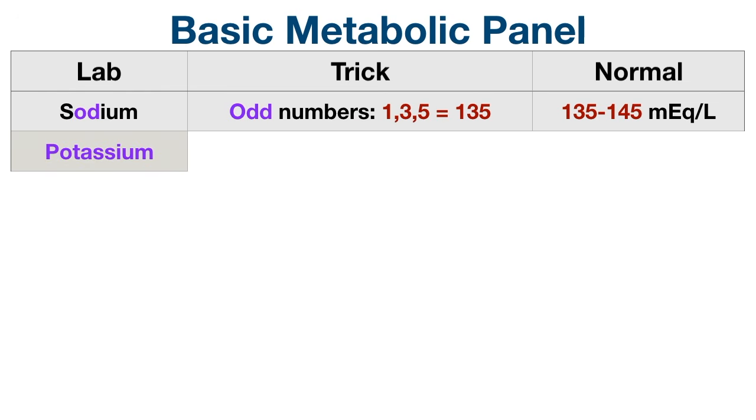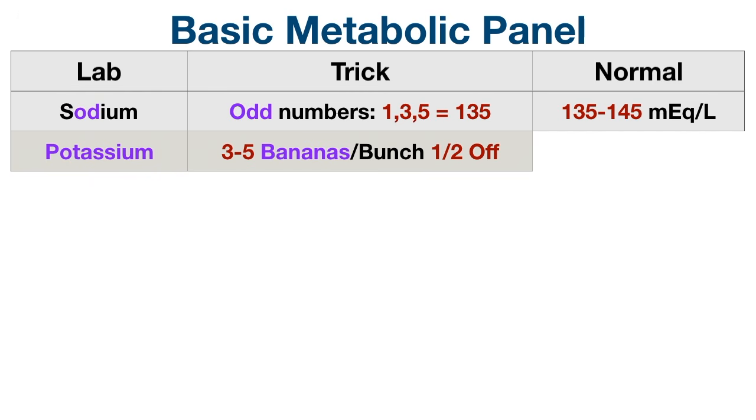Next, we have potassium. When you think of potassium, think of bananas. There are usually 3 to 5 bananas in a bunch, and you want to buy them half off if you can. This will help you remember the normal range of potassium is 3.5 to 5.